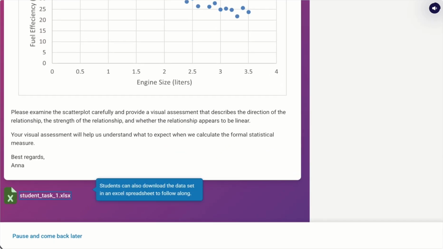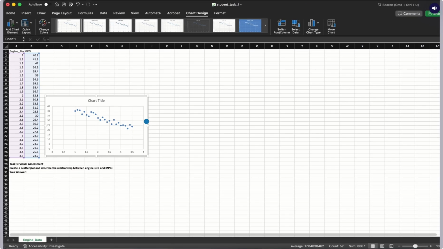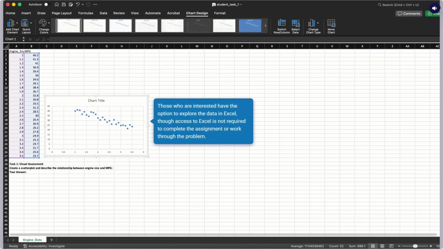Students can also download the data set in an Excel spreadsheet to follow along. Those who are interested have the option to explore the data in Excel, though access to Excel is not required to complete the assignment or work through the problem.